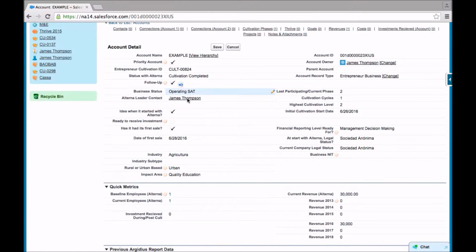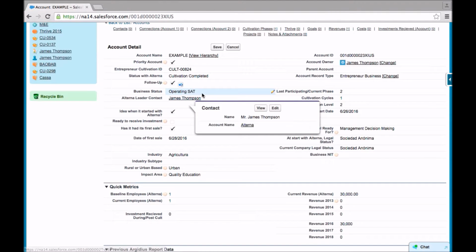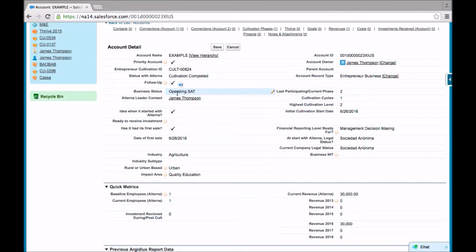Alterna leader contact: this is who I contact if I have a question about the account, and this person is within the Alterna organization. Idea when it started with Alterna: this is if the idea for this business was created during an Alterna cultivation. So this really applies to early stage businesses that began with us during early stage cultivation. Because they had the idea during the cultivation, this is checked.